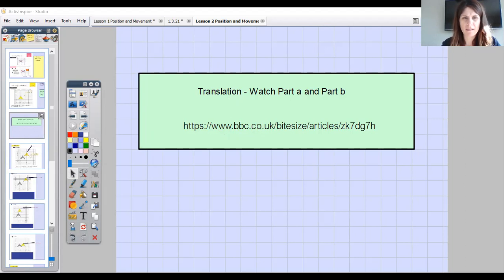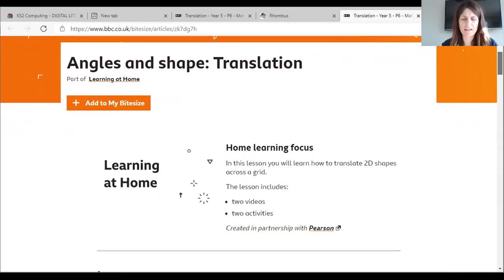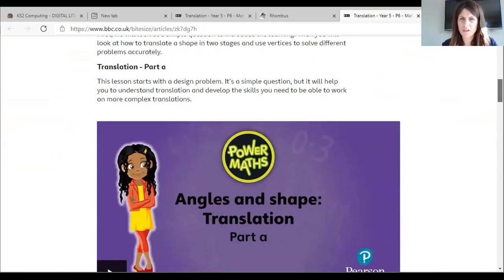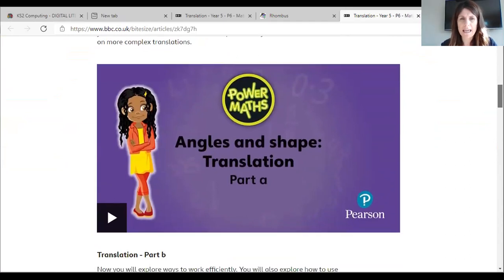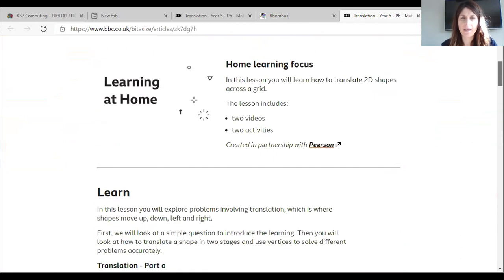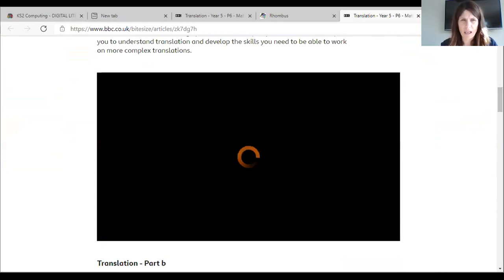Okay, so hopefully you can now see this BBC Bitesize. Now this is a really lovely way of explaining translation to you. As I say, I'm not going to show you the whole thing. I'll quickly show you the start of it. So you've got two parts to it. You've got part A here, and then if you follow it down, it's got part B. Okay, so it shows you quite nicely how we would go about translating shape.